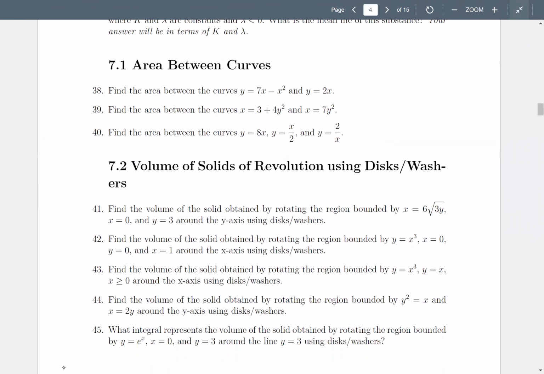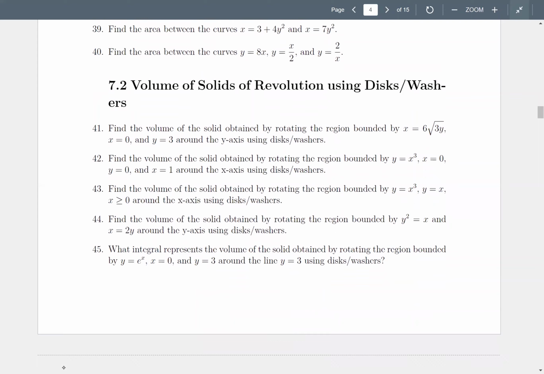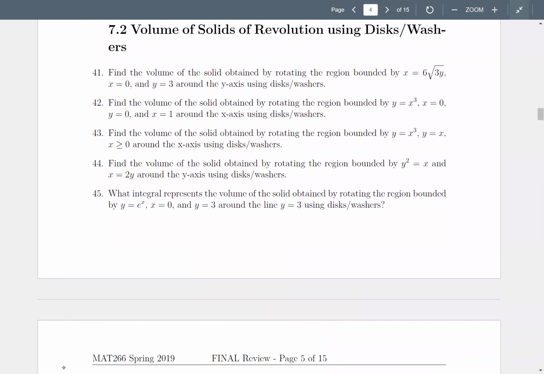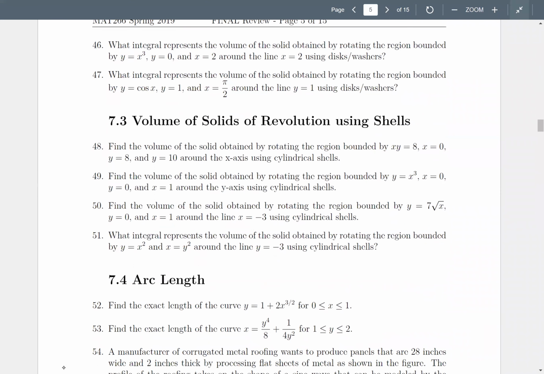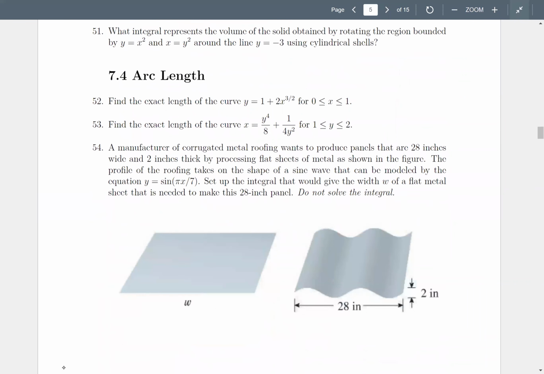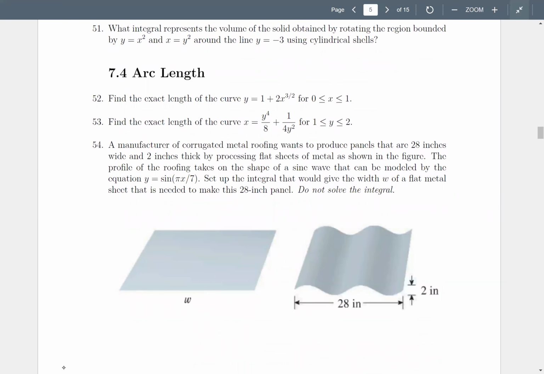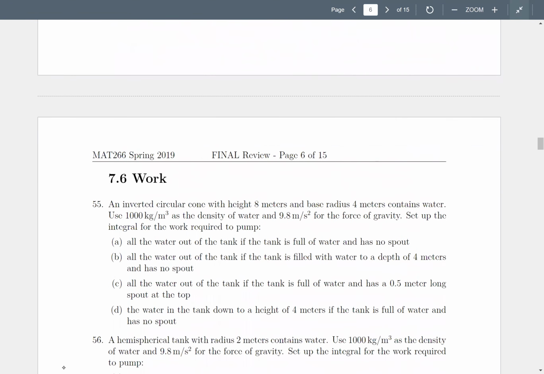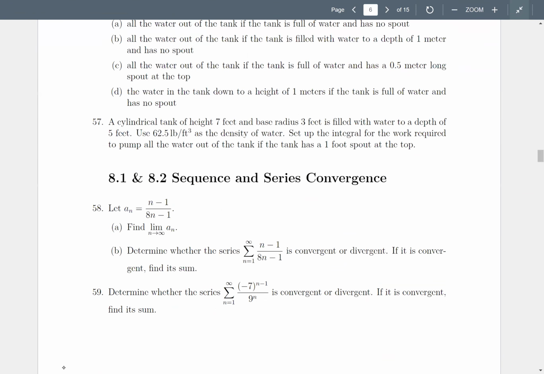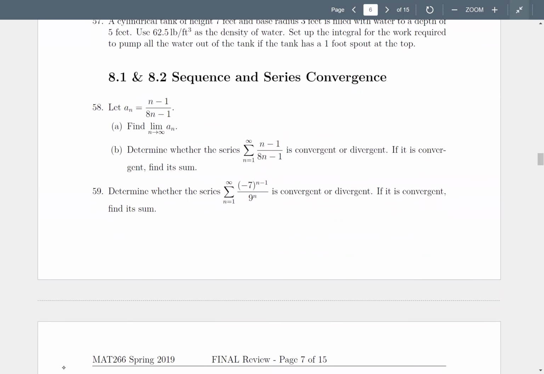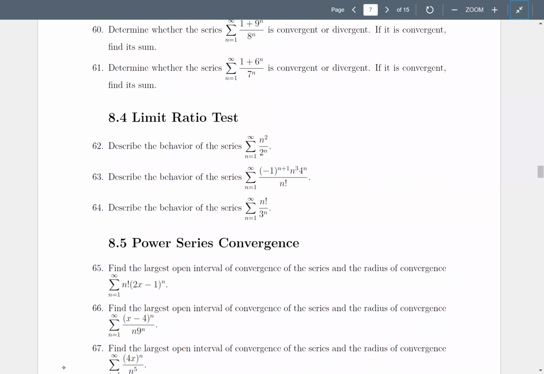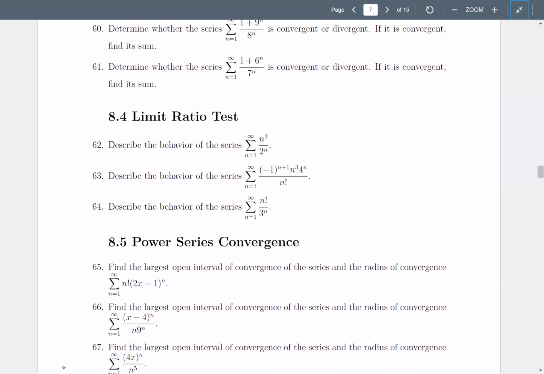Area between curves we covered today as part of the area volume topic. Volumes, disks and washers we covered. Volume, shell method we covered. Arc lengths, 1 plus derivative squared in a square root formula we covered. Work, tank we covered. Sequences, skip sequences, I did not put them on a test, they're too simple. But series, I did put series.